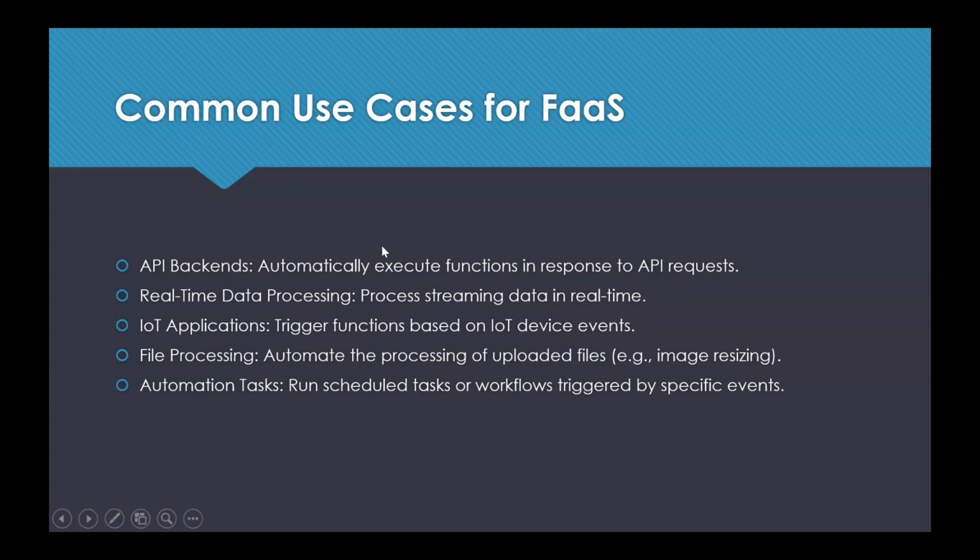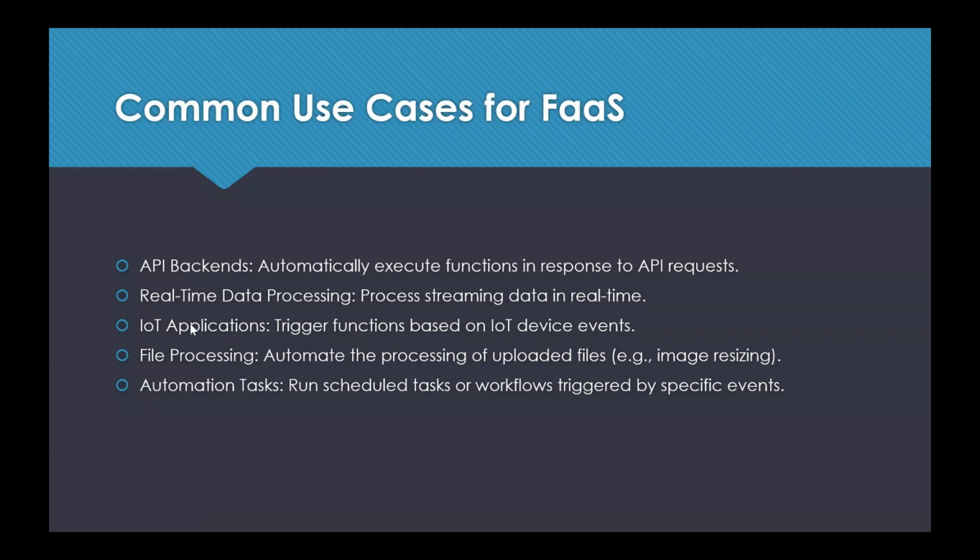Now let's see what the common use cases for function as a service are. We can use this for API backends, to automatically execute a function in response to an API request. Whenever someone makes an API request, you can use the function as a service model in your API backend, so that it will automatically respond to this API request based on the event trigger. Real-time data processing: process streaming data in real time. In this scenario, you can use function as a service as well.